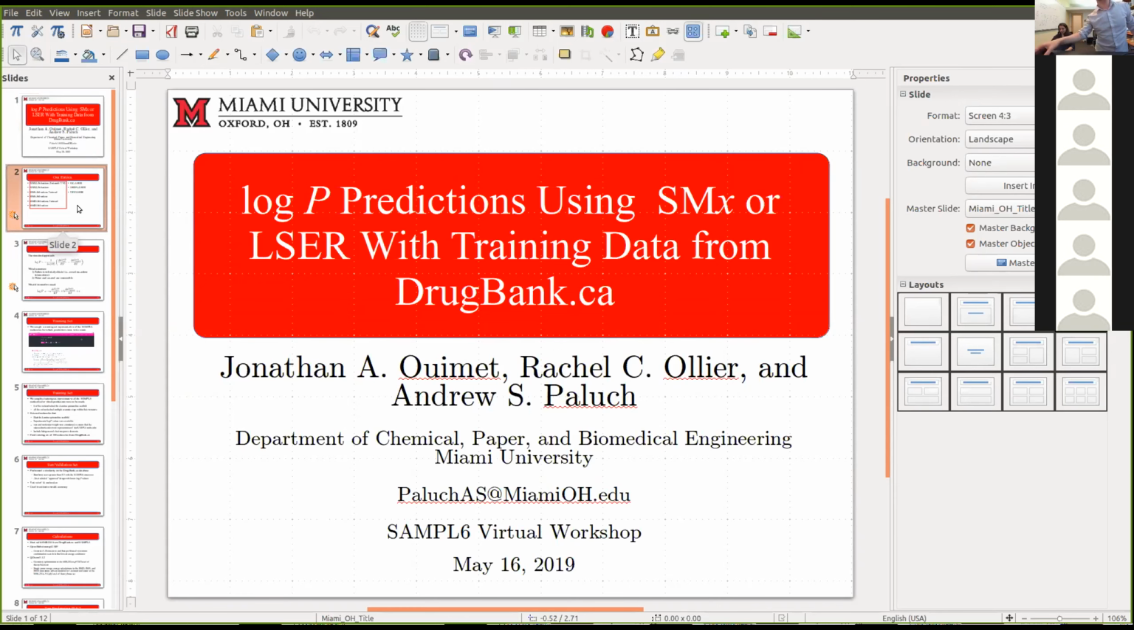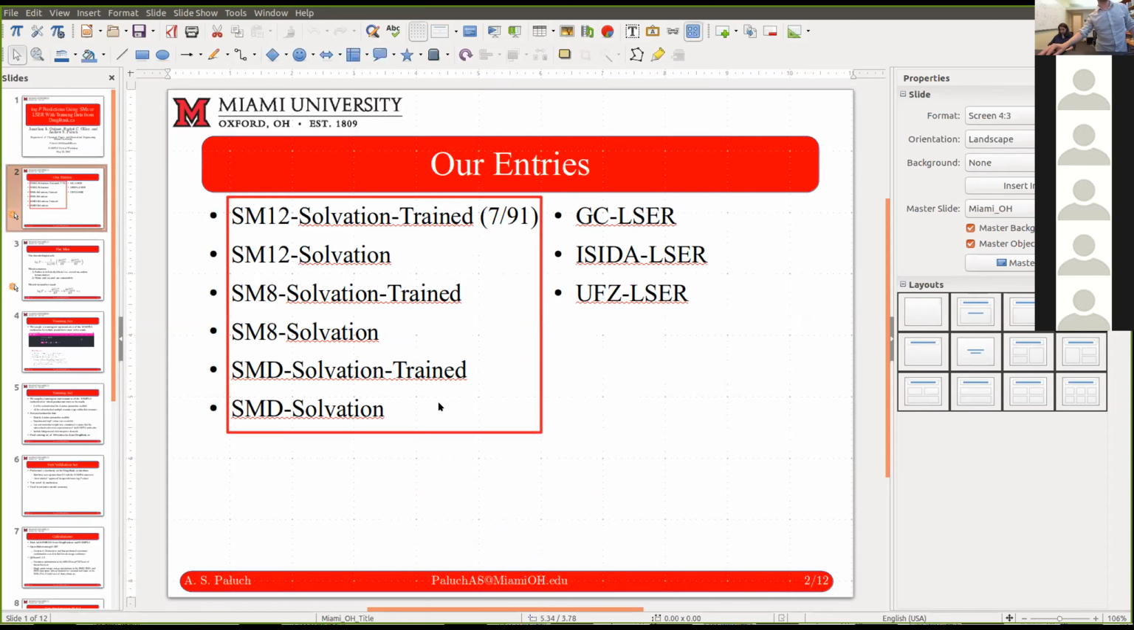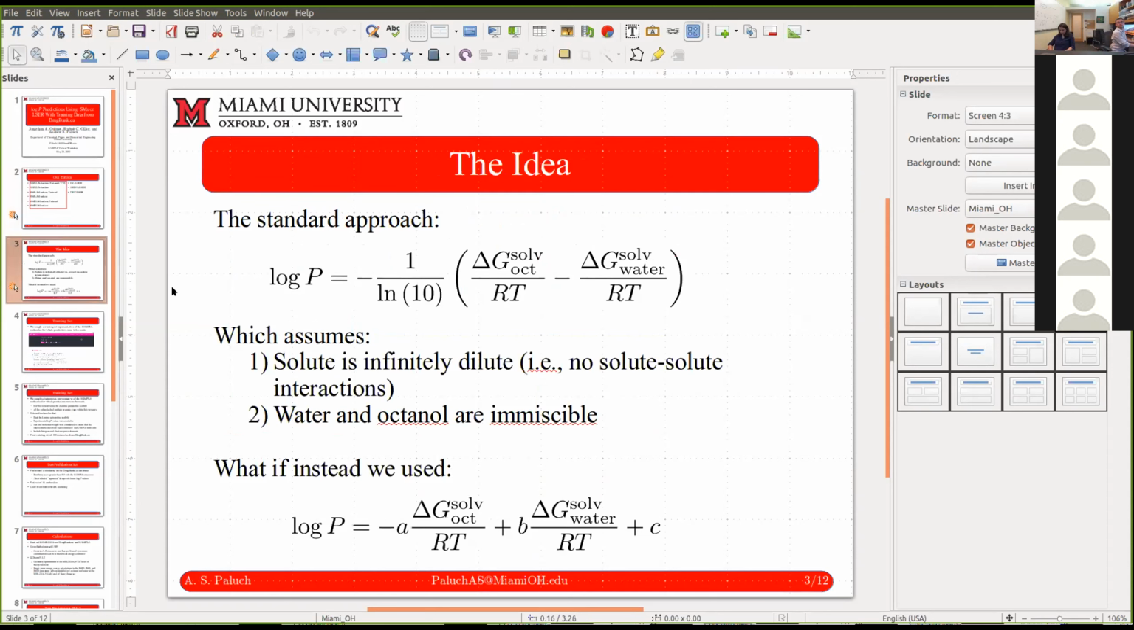Yeah, no, thank you. So, this is the next slide I kind of skimmed over. These were our entries. And we'll talk about this SM12 trained model, which in that list based on RMS error was 7 out of the 91 entries. Again, the basic idea was, if we were to perform these calculations as we did in sample 5, we would perform a solvation free energy calculation in octanol and water and take the difference between those two as an estimate of log P. Right? So the assumptions would be solutes infinitely dilute and that our water and octanol phases are immiscible.